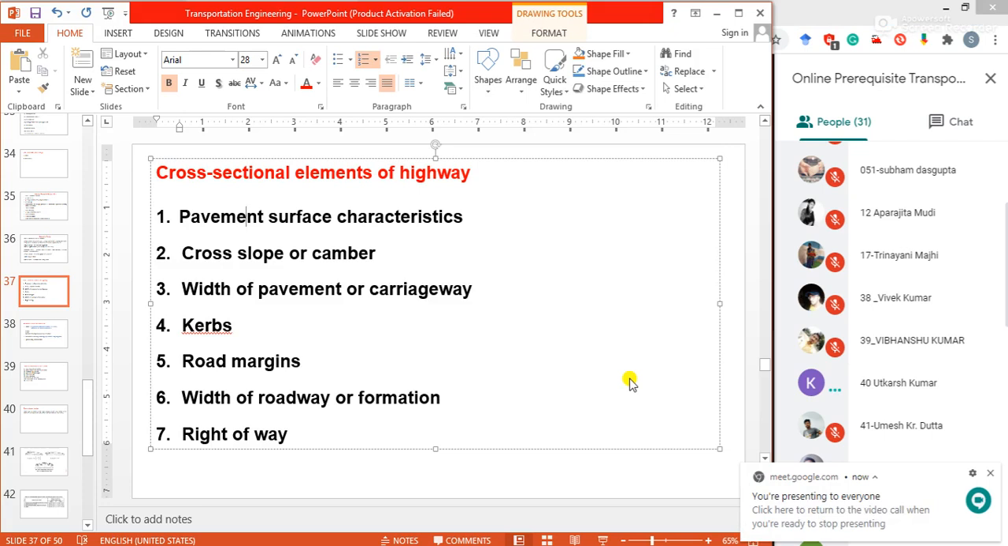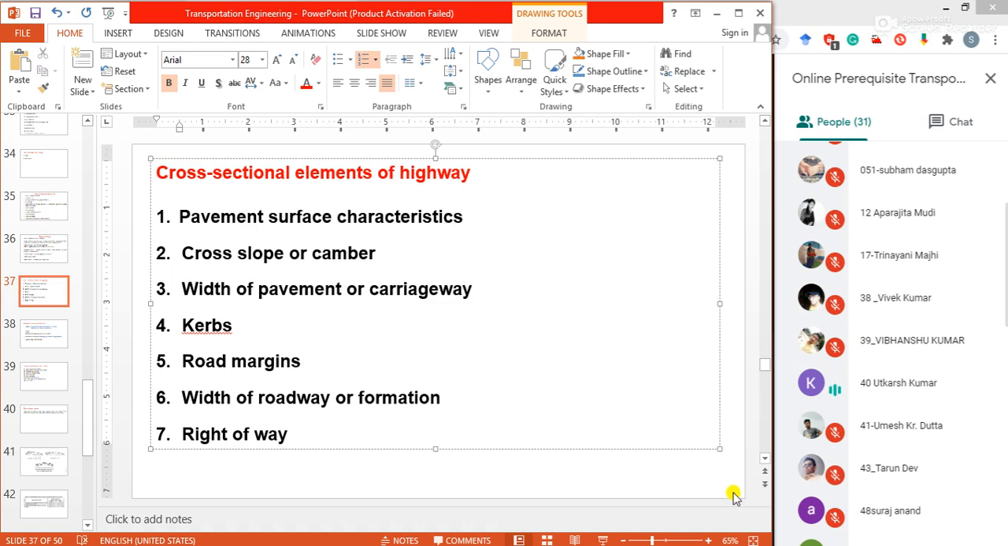You will get notes from me, no problem. I will give you notes. This is what is pavement surface characteristics, what is cross slope. I will give the notes, no more. And you can find it in your book. Have you got the e-book? Also in the e-book, the Khanna Justo book, all the things are mentioned: what is pavement surface characteristics, what is cross slope or camber, width of pavement or carriageway.